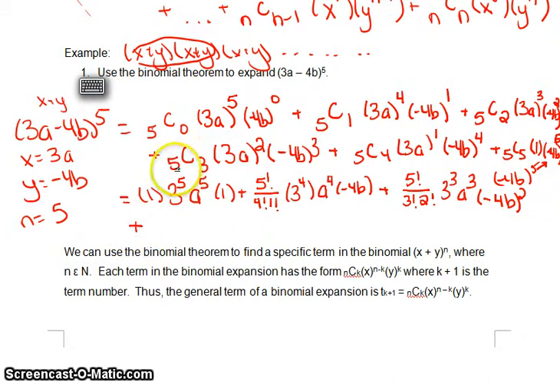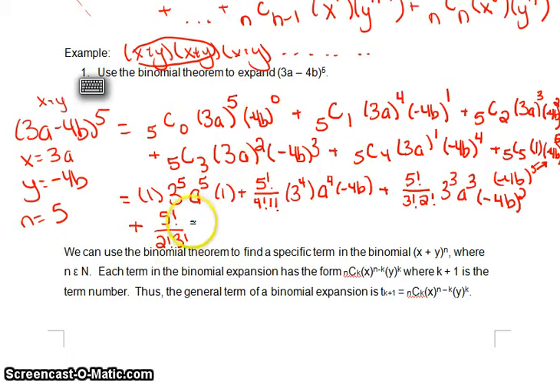Plus, then we'll go on to our second line here. So plus 5 factorial, divided by 2 factorial, 3 factorial. Notice how these are essentially the same thing. So we should end up with the same coefficient there.